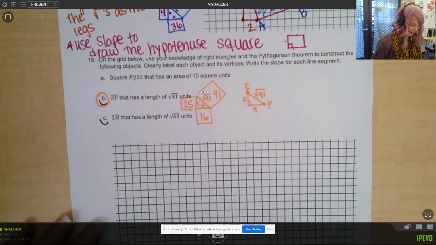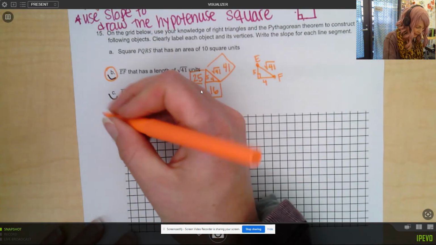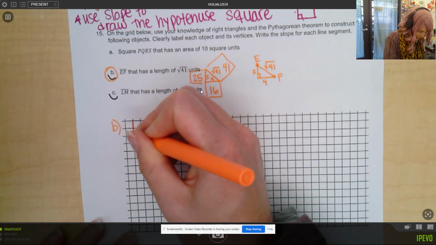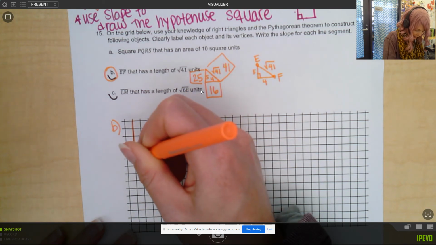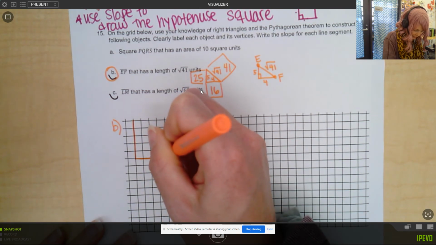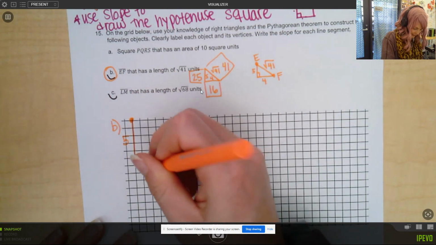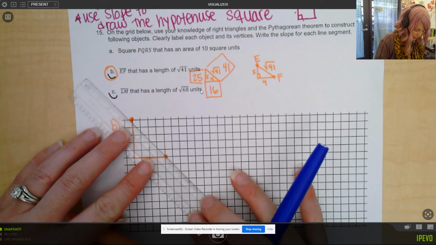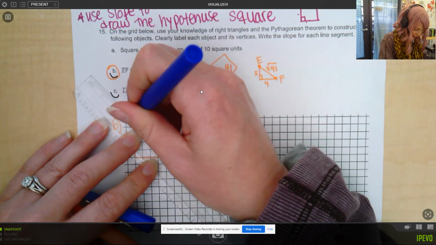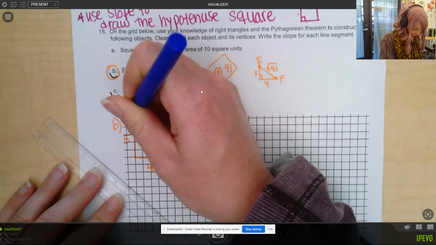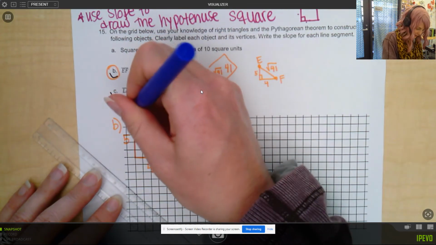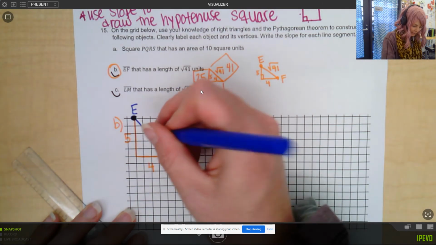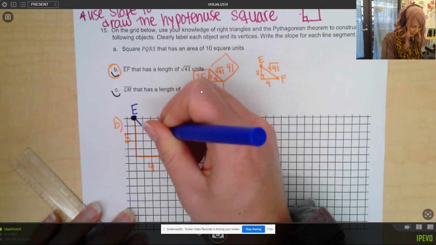So showing our work up above, for part B, all we need to do is go down 5. So 1, 2, 3, 4, 5, and over 4: 1, 2, 3, 4. And I'll label my lengths 5 and 4. And then sometimes I like using a different color to show I'm not really drawing the triangle. What I care about is this segment, and this segment is EF. You can label it FE if you want. So this is EF, and it is the square root of 41 units.